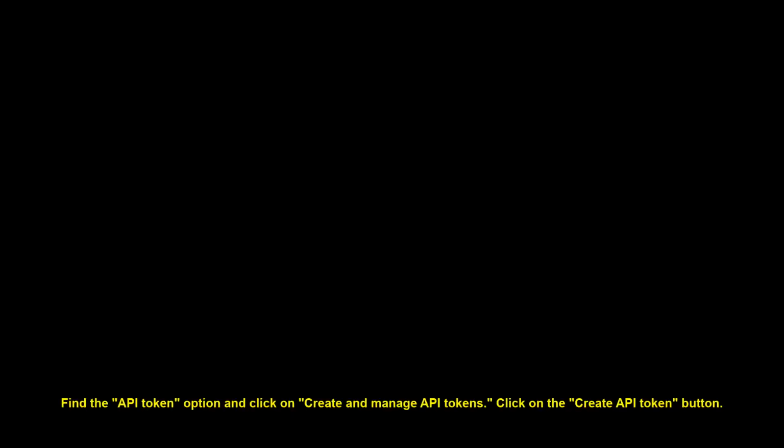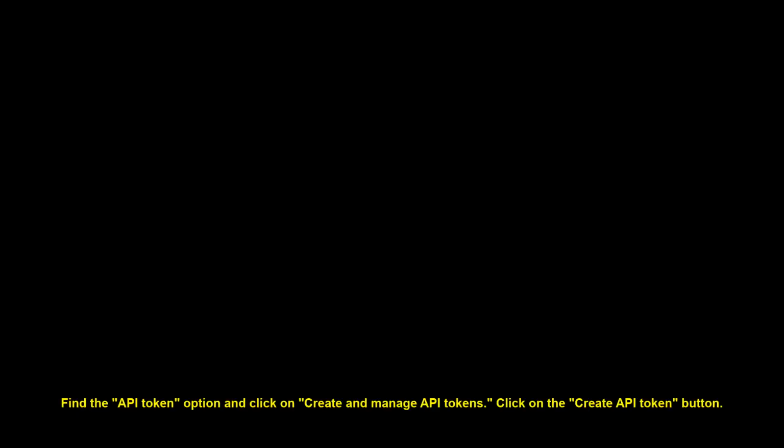To get the API token, log in to your Atlassian account. Go to the account settings by clicking on your profile icon. From the drop-down menu, select Account Settings. In the Settings menu, locate the Security section. Find the API token option and click on Create and Manage API Tokens.